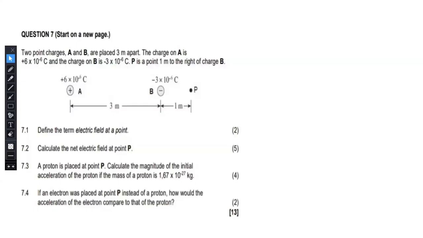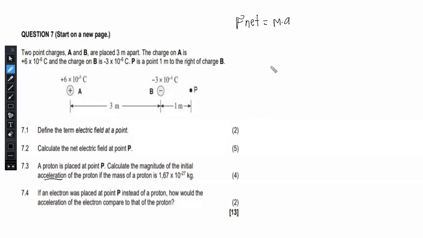Okay, and then now we have 7.3. It says a proton is placed at point P. Calculate the magnitude of the initial acceleration of the proton if the mass of a proton is 1.67 times 10 to the exponent of negative 27 kg. Right. So with this question here, we can see that this is leading us to Newton's second law formula, which will be F net is equal to ma. And this is the only way we can find the acceleration if we are given the mass.